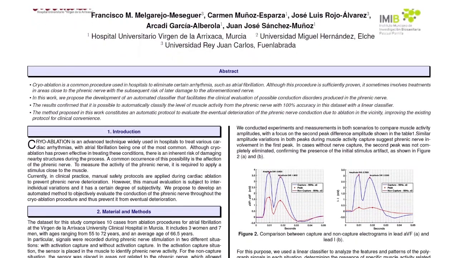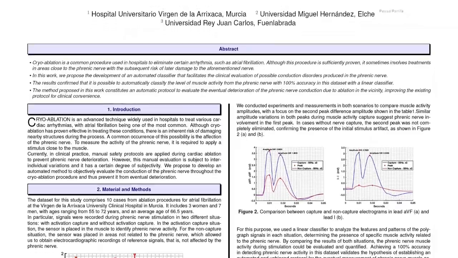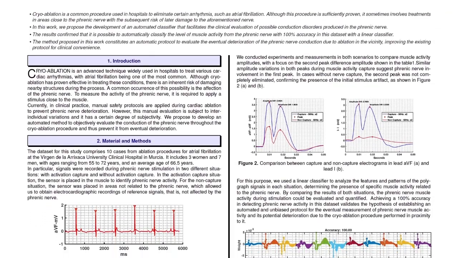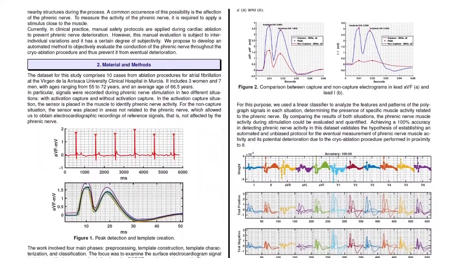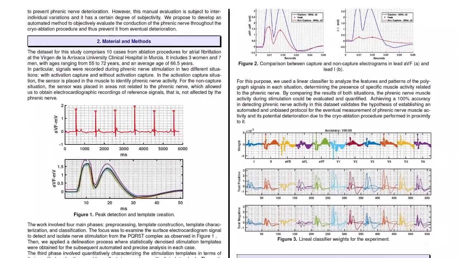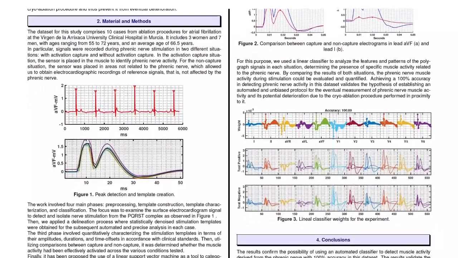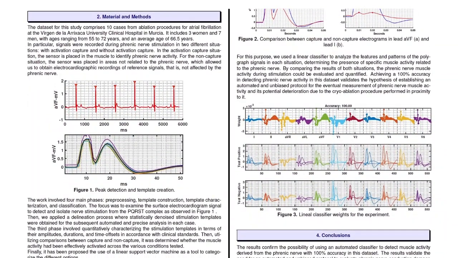To assess phrenic nerve activity, a stimulus must be applied in close proximity to the muscle. Currently, to avoid this damage, clinical practice incorporates manual safety protocols during ablation. Nevertheless, manual evaluation introduces a level of subjectivity. This study proposes the development of an automatic method to objectively evaluate phrenic nerve conduction throughout the cryo-ablation procedure, mitigating the risks of eventual deterioration.